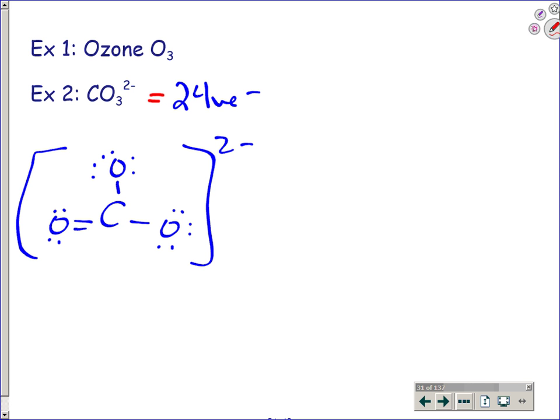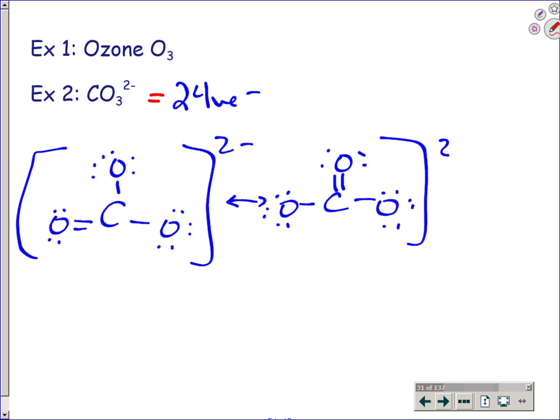And that is about the only way you could draw this, because carbon cannot expand octet, so it really can't do anything else but double bond, single bond, single bond. So we're going to draw the resonance structure, double bond up. And then carbonate with the double bond on the other side.